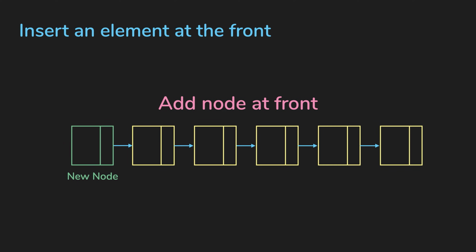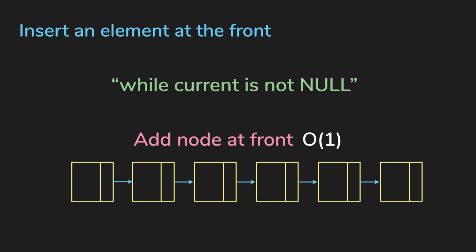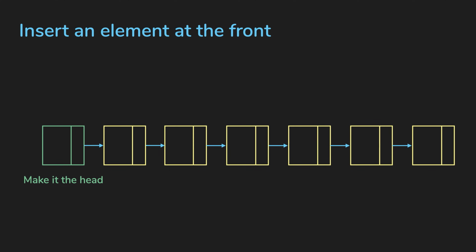In the last video, I talked about how inserting a node at the front can be done in constant time. So when we are implementing insert at front, you don't need any loops, and the process will be pretty simple. The strategy is to create a new node and make it the head, and that's it.